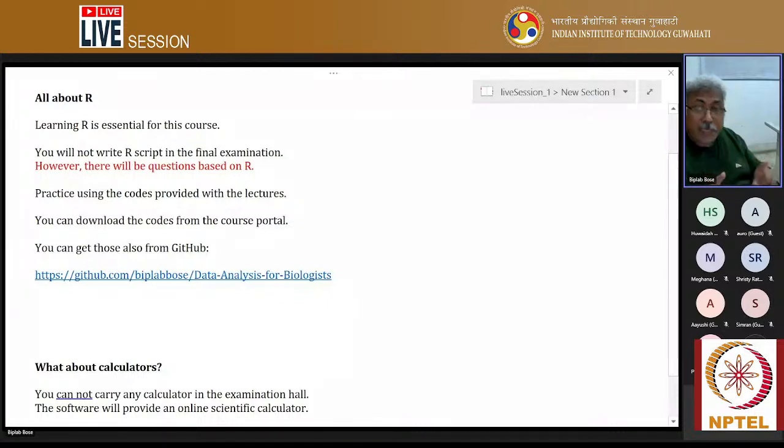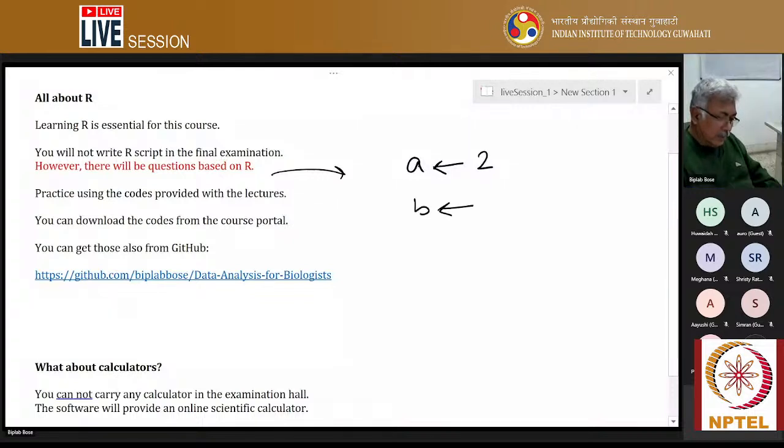But there will be R-based questions. What do I mean by an R-based question? For example, I give an R script: A is equal to 2 and B is 4 star A. This script is given in the question paper and a question is asked: what is the value of B? To answer this, you have to understand how an R script works. So this type of question will be there.